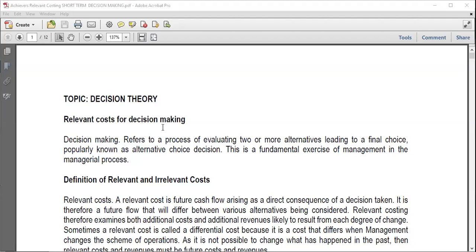Today we are looking at relevant costs for decision making. Last time we were looking at CVP, cost volume profit analysis, and I hope that you went through the notes. I've not gotten any questions yet, but I hope you went through the notes.